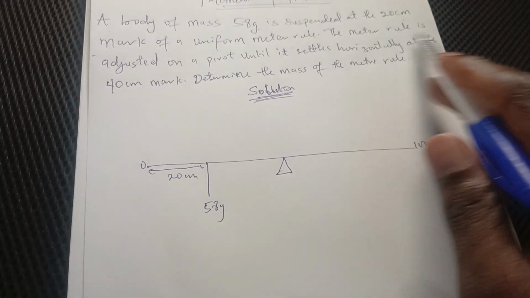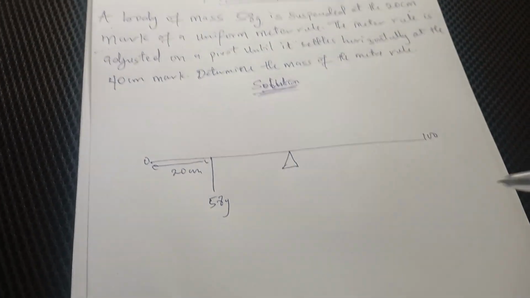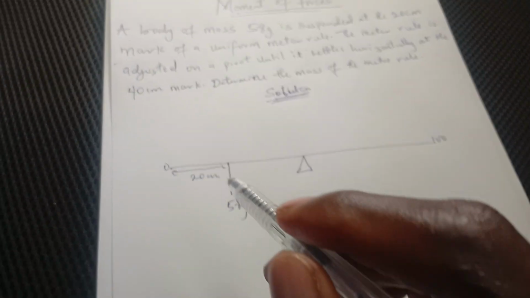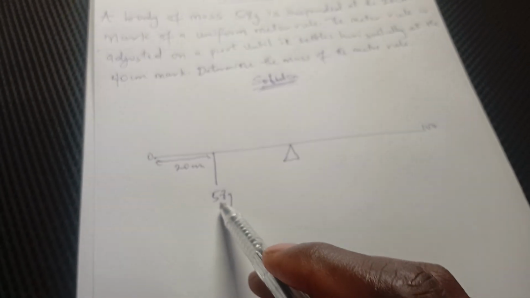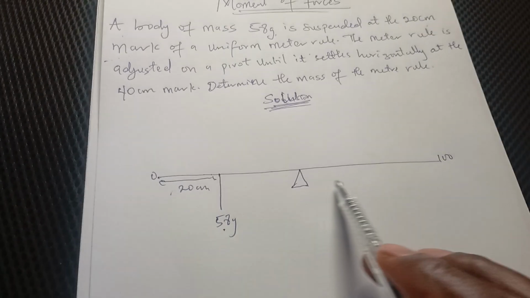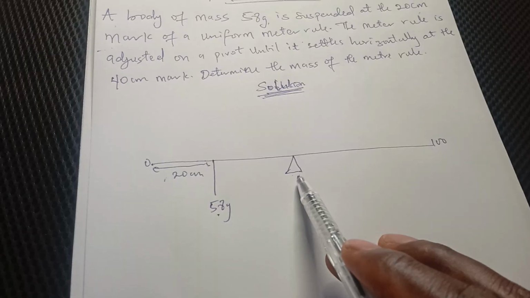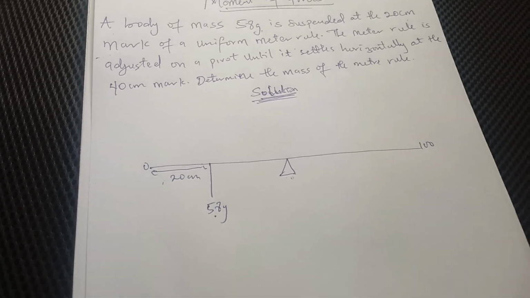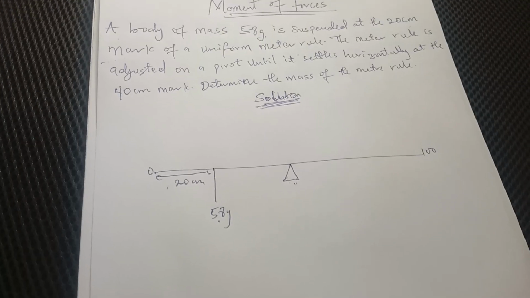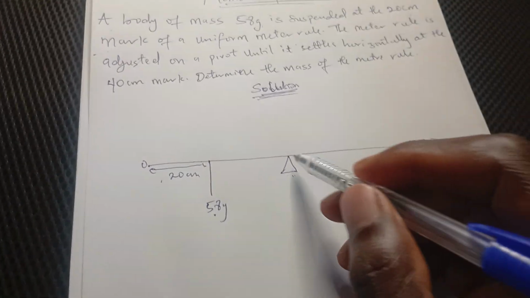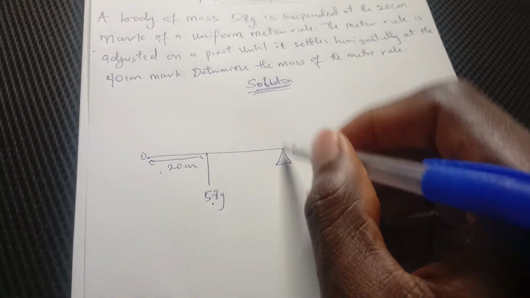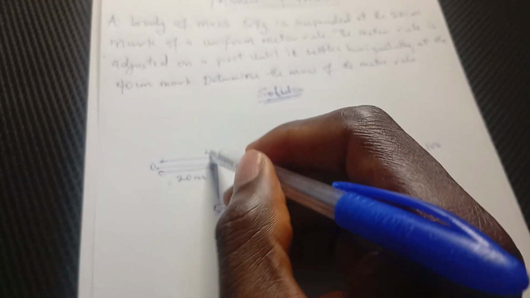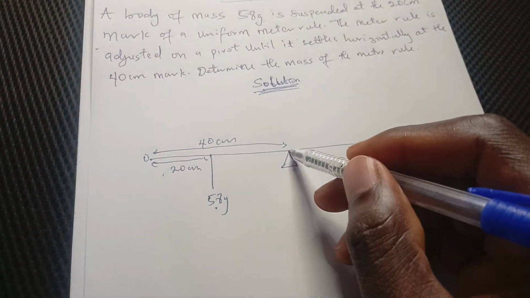Now the meter rule is adjusted on a pivot until it's settled horizontally. That means when this mass is hung there, this meter rule was adjusted on this pivot until it settled horizontally at the 40 centimeter mark. That means when it settles is where we put this pivot, and from here to here is the 40 centimeter mark.